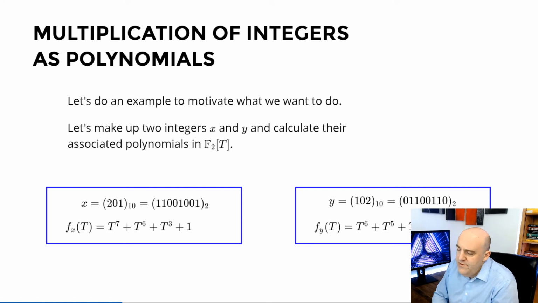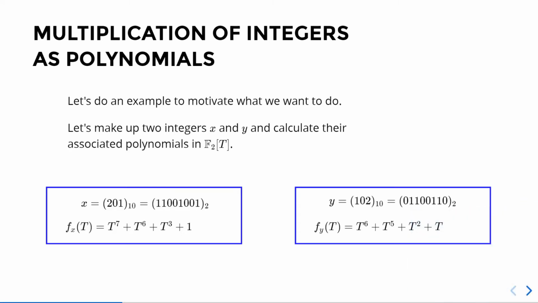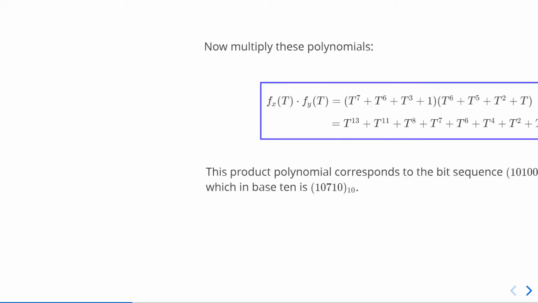All right, so in the next section here, multiplication of integers as polynomials. Just to motivate what we want to do here, why don't we make up two integers, 201, we saw that one before, and 102. We'll write them each in binary, and then we'll think about the associated polynomials for each of them. The one associated to 201 is a 7th degree polynomial. The one associated to 102 is a 6th degree. And then we're going to multiply these polynomials.